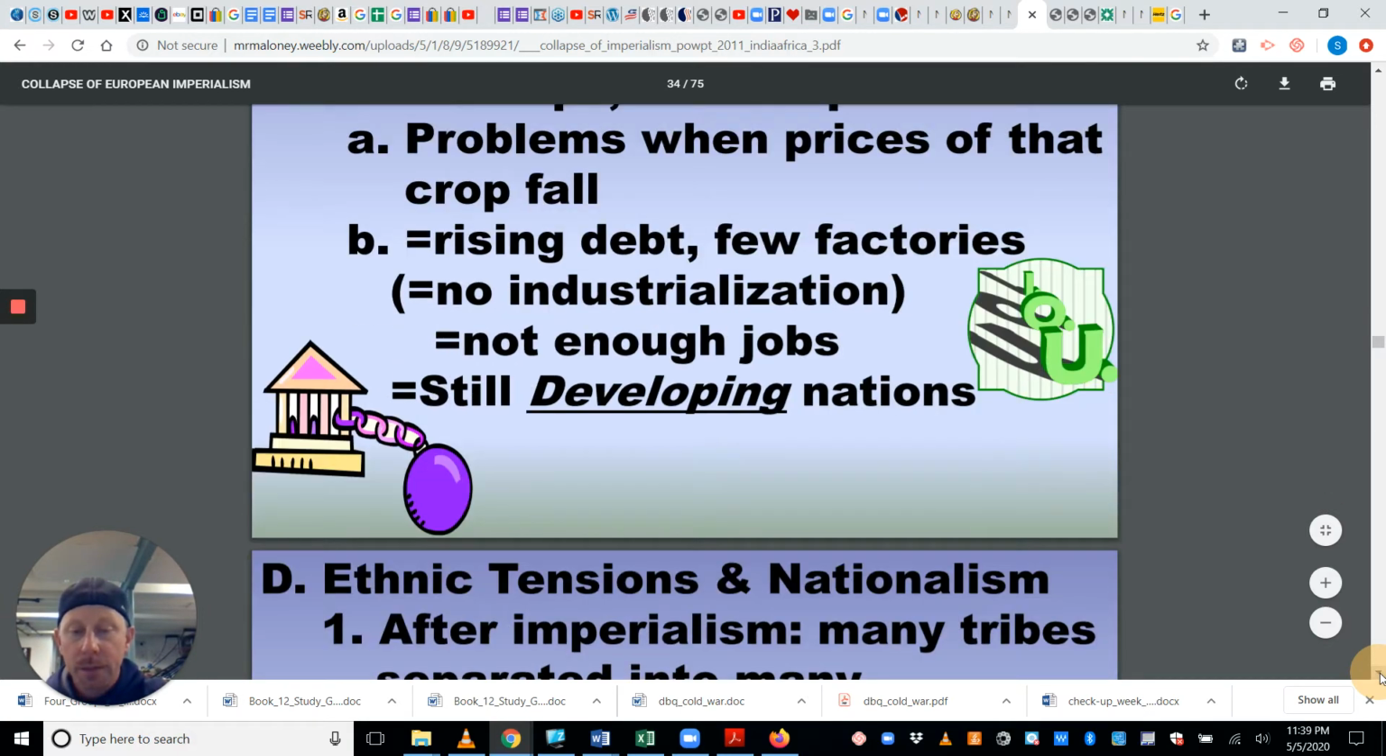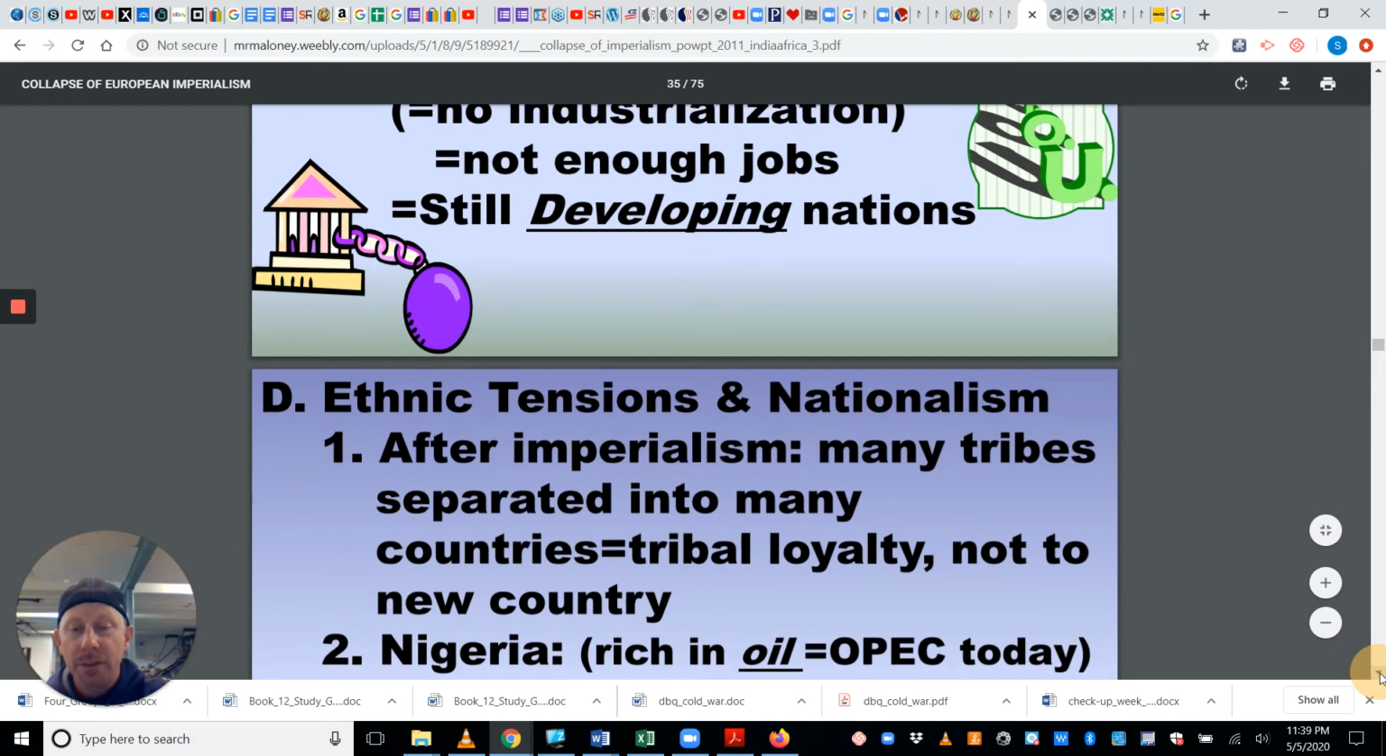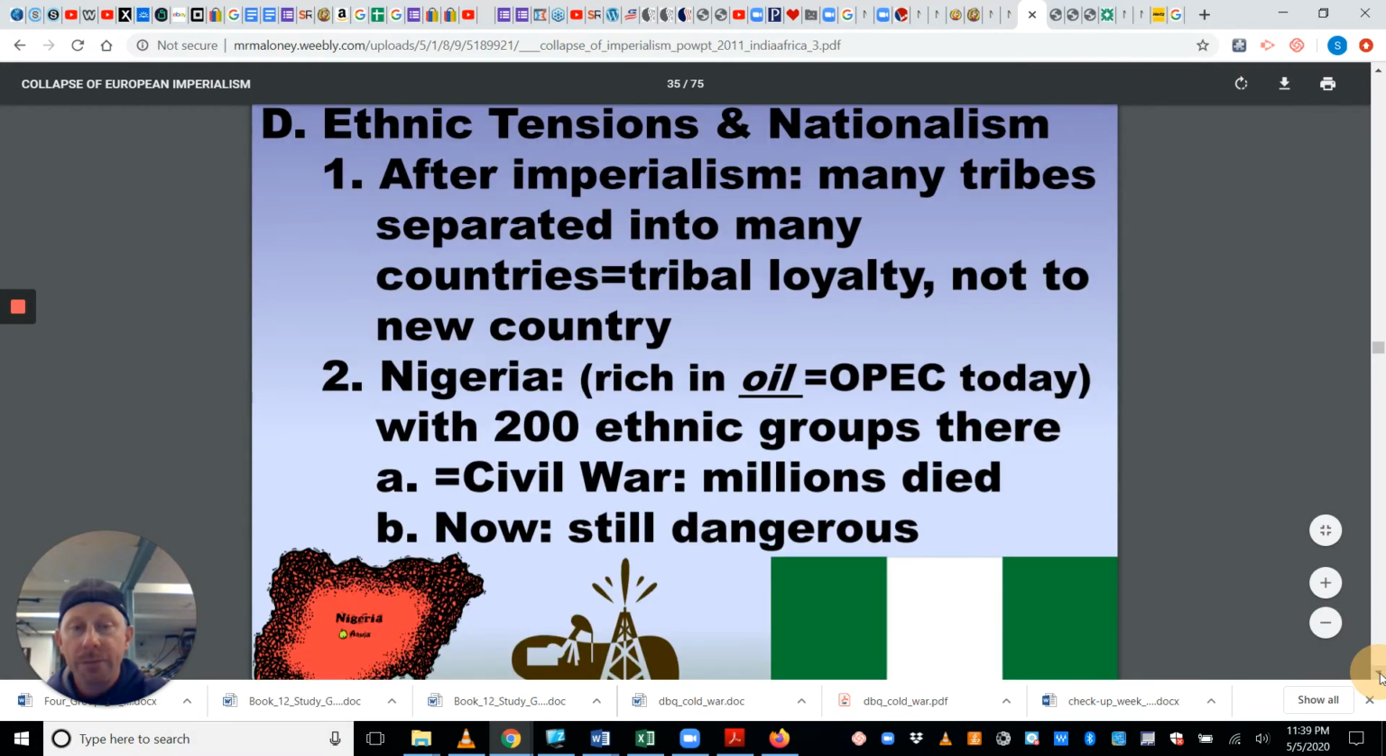And then we see ethnic tensions and nationalism. After imperialism, many tribes are separated into many countries, and we see tribal loyalty and not loyalty to the new country. That becomes a big issue when you change boundaries, but the people are not all bought in and they stay in their tribes and don't unite with their country. And we see this especially in Nigeria.